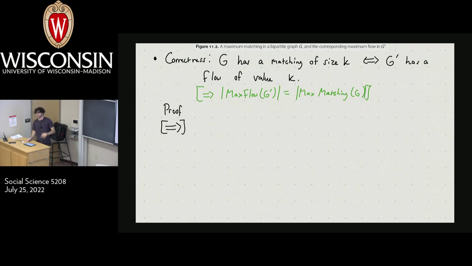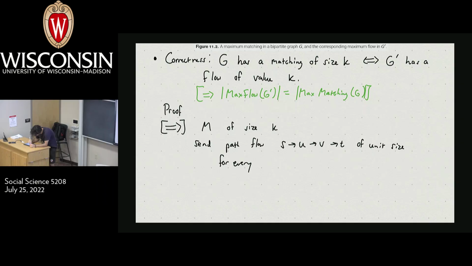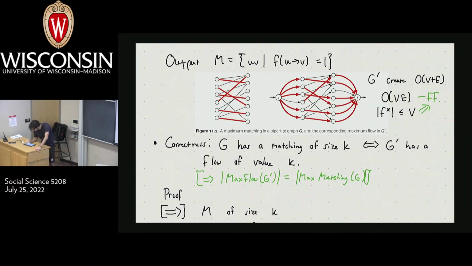Okay, so let's start with the easy case. Let's suppose G has a matching of size K. So what's the flow going to be? Well, the idea behind the algorithm kind of indicated that for us. So if we have some M of size K, send a path flow S to U to V to T of unit size for every UV in the matching. So for each edge in the matching, let's say this is the edge, what we're going to do is just send flow down that edge and the thing that goes into it and the thing that leaves it. So we just turn it into a single path.